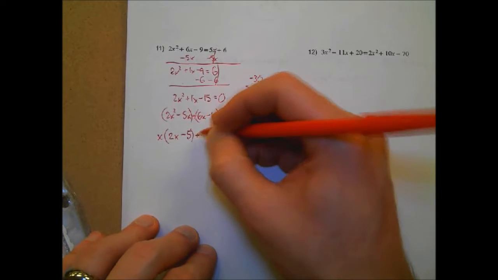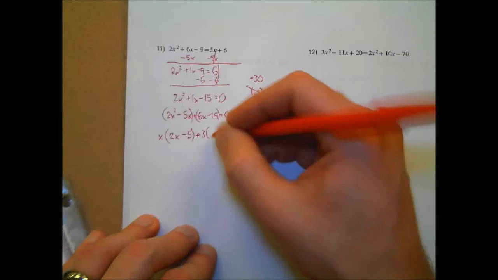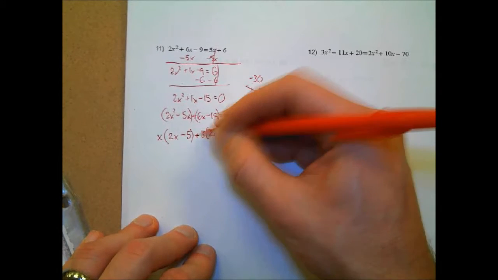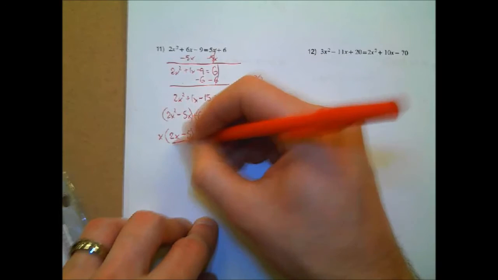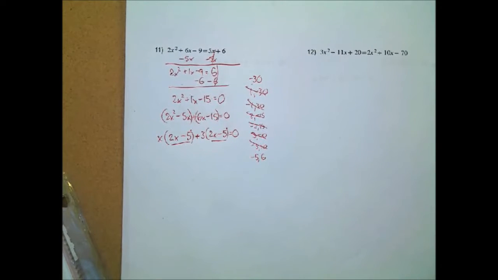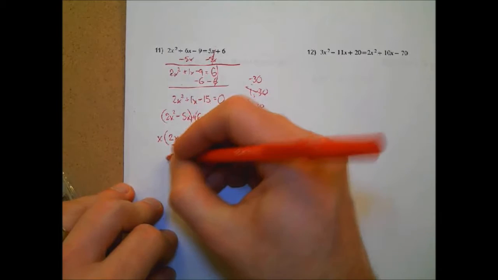Very good. 6 divided by 3 is 2. Negative 15 divided by 3? Yeah, negative 5. Great job. And they match up. 2x minus 5, 2x minus 5. That's good. So we're going to take the 2x minus 5 out.